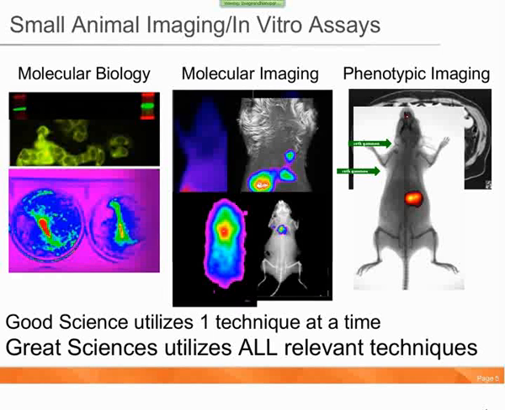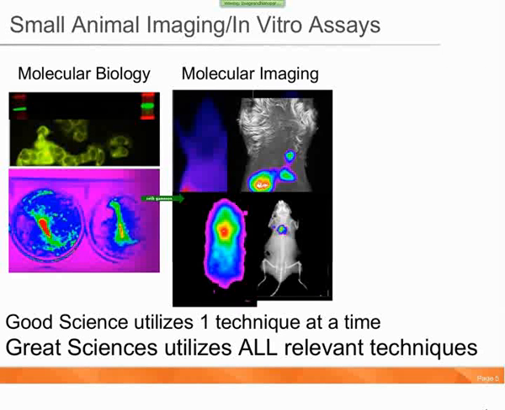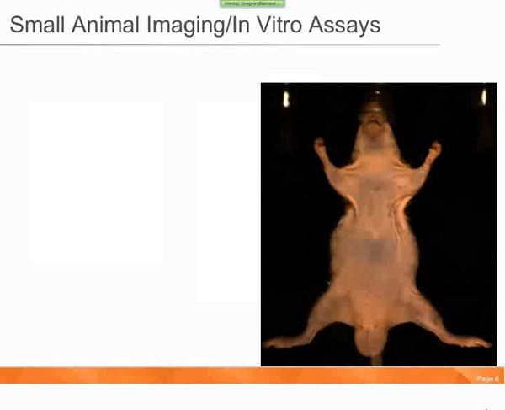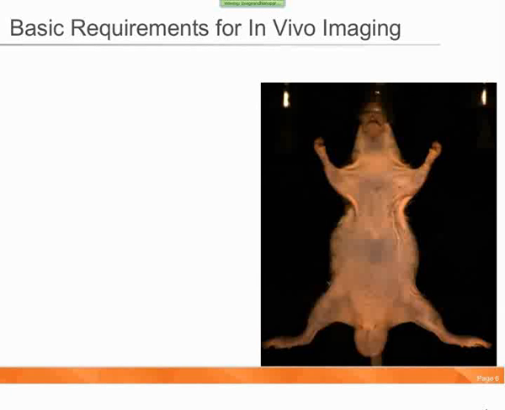You can also, of course, study phenotypes using anatomical imaging. Here's an example of a human imaging study to look at anatomy, but you can also conduct many types of anatomical studies and imaging studies in small animals through use of a high-resolution X-ray system.